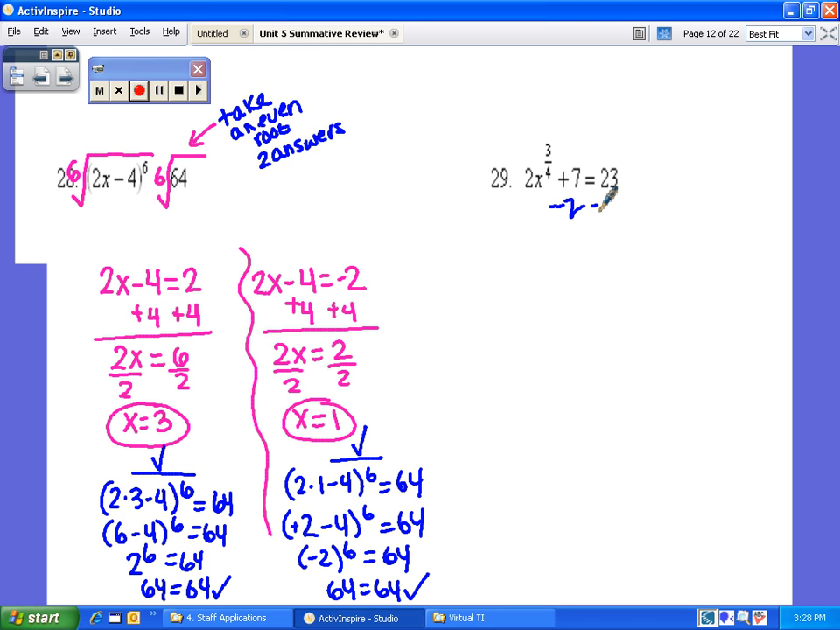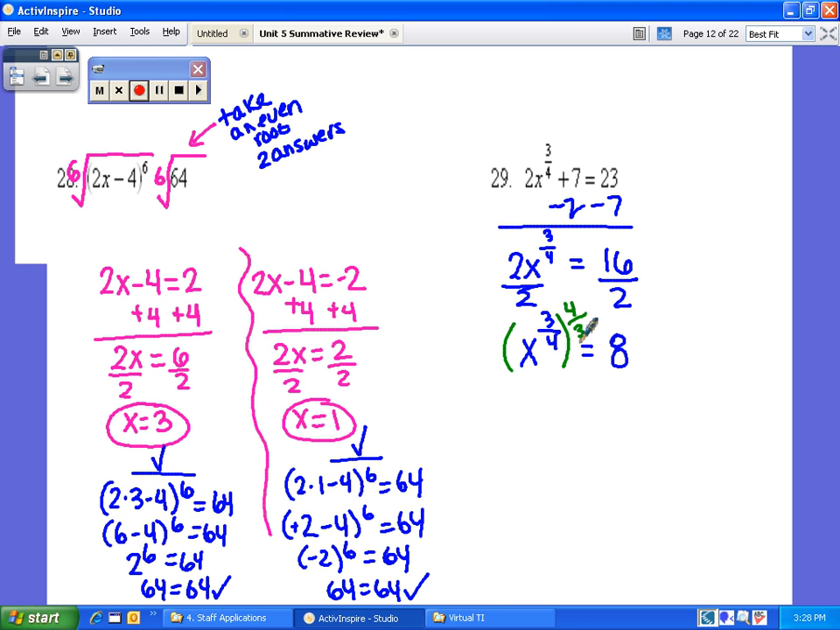Alright, next one. Minus 7, minus 7. 2x^(3/4) = 16. Before we even take the root of anything, I'm going to divide by 2. And now I have x^(3/4) = 8. Now remember earlier I told you the best way to get rid of a fractional exponent is to raise it to its reciprocal. So this is 3/4, I'm going to raise it to the 4/3. What I do on the left, I must do on the right.